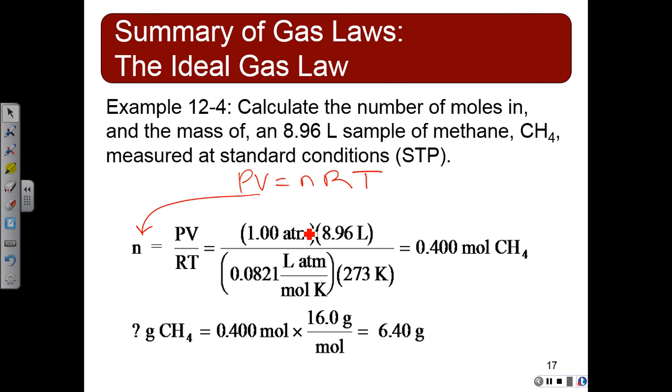So we cancel ATM, ATM, liters, liters, Kelvin, Kelvin. We're left with moles. It also asks for mass. So we find moles, and then what do we do right here? What's this last step? Convert from moles to grams. You just multiply your moles times 16, because that is the molar mass of CH4: 12, and then 4 for the hydrogen, so you get 16.